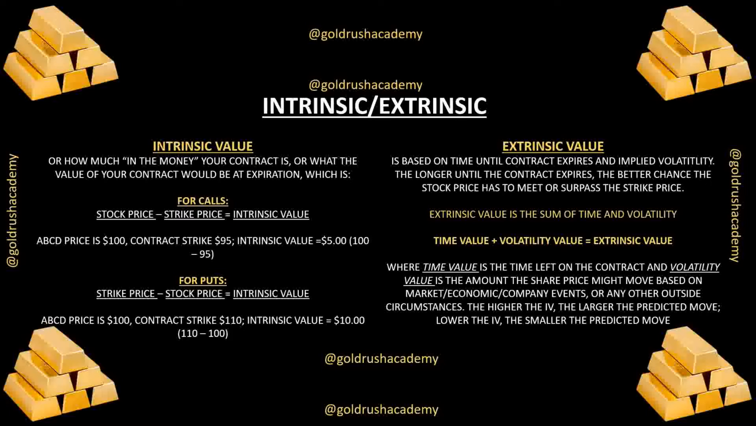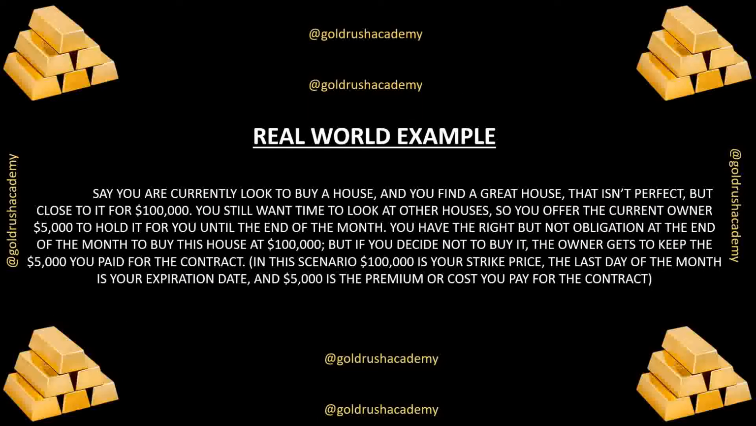Extrinsic value is based on the time until the contract expires and implied volatility. The longer until the contract expires, the better chance the stock price has to meet or surpass the strike price. Extrinsic value is the sum of the time and the volatility. Time value plus volatility value equals extrinsic value, where time value is the time left on the contract and volatility value is the amount the share price might move based on market, economic, company events, or any other outside circumstances. The higher the IV, the larger the predicted move. The lower the IV, the smaller the predicted move.